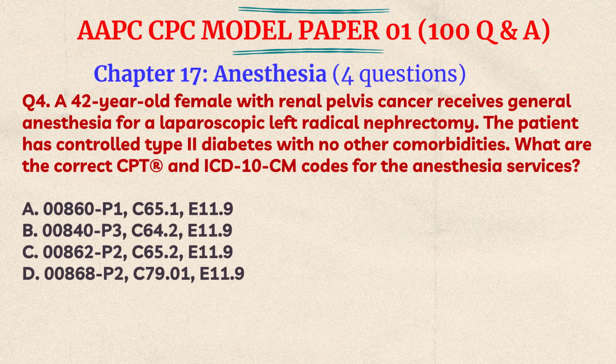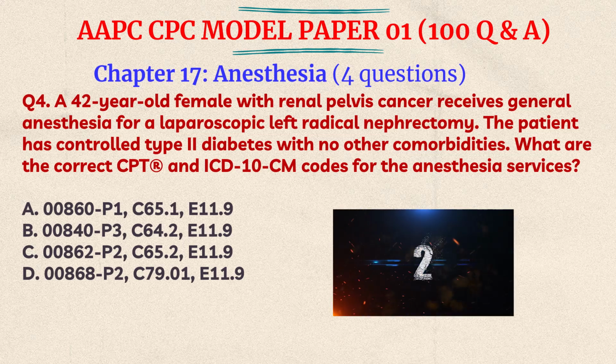Question number 4. A 42-year-old female with renal pelvis cancer receives general anesthesia for a laparoscopic left radical nephrectomy. The patient has controlled type 2 diabetes with no other comorbidities. What are the correct CPT and ICD codes for the anesthesia services? There are 4 answers available. Please pause the video, take your CPT code book and ICD code book, then find the answer.